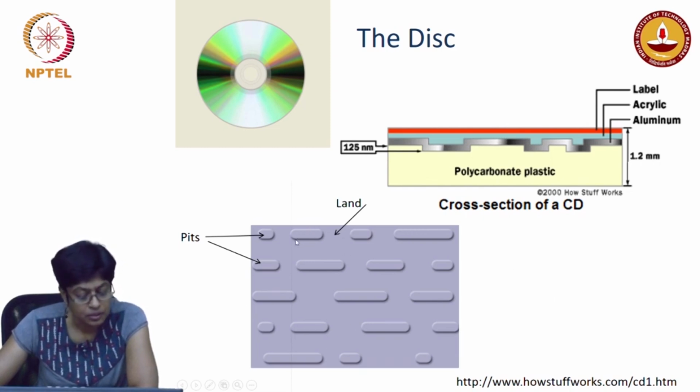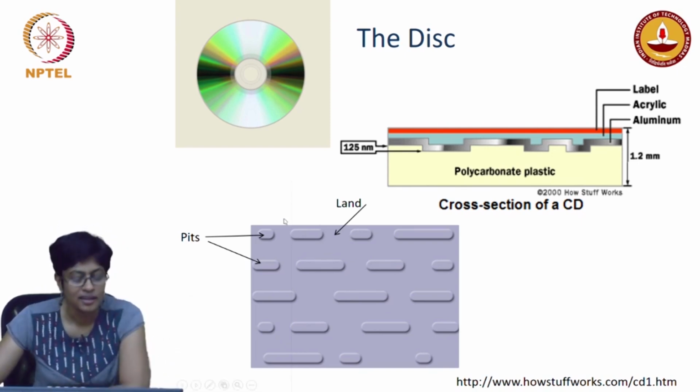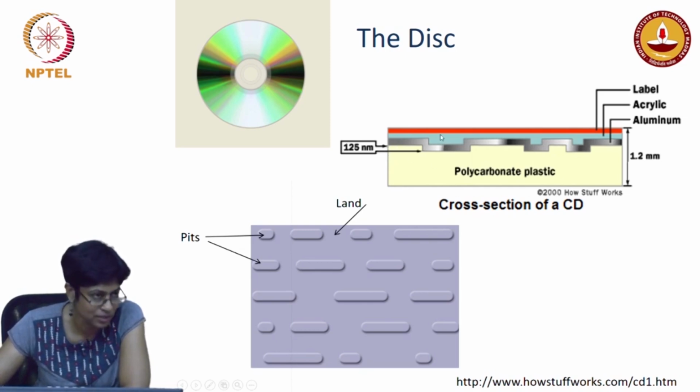And you have these, they're called pits, they look like bumps, they're called pits because from the other side they are pits, right? And the region between them is land. And if you look at the side view, this is how a typical CD would look, okay? So this is the protective label, and then you have this structure, and this is where the information is stored. And you can see that you have 125 nanometer heights over here.